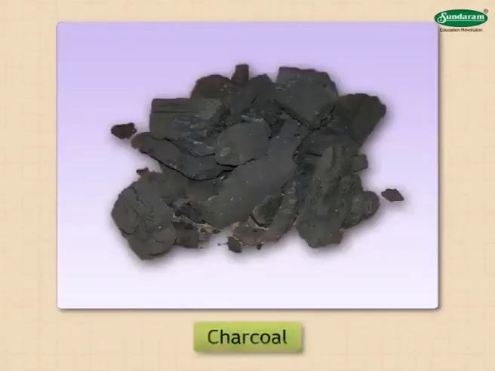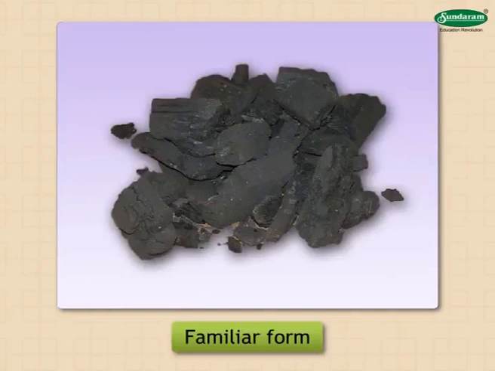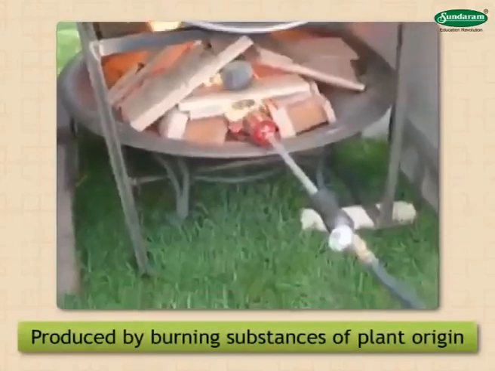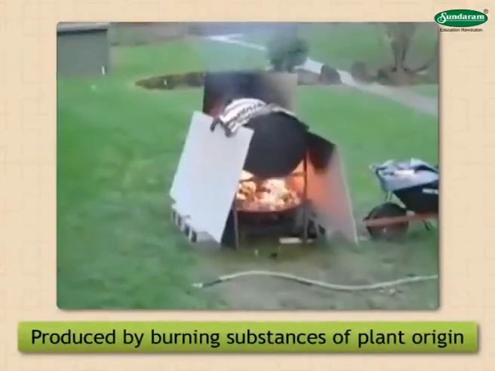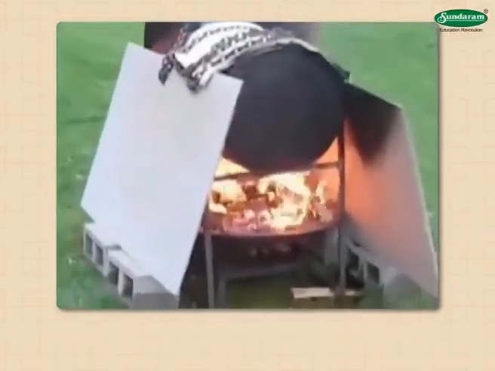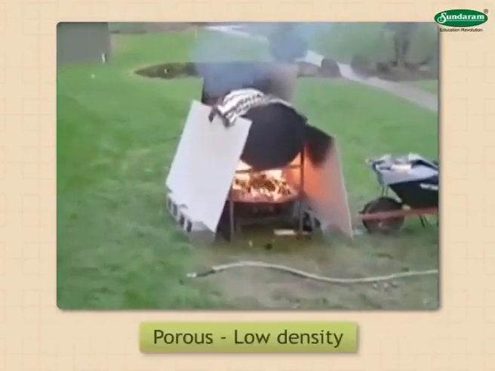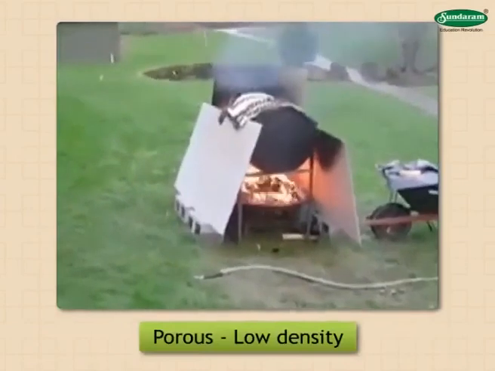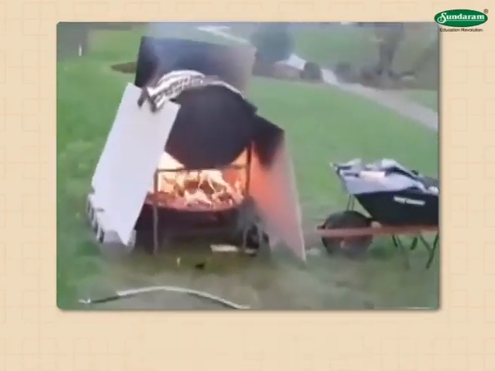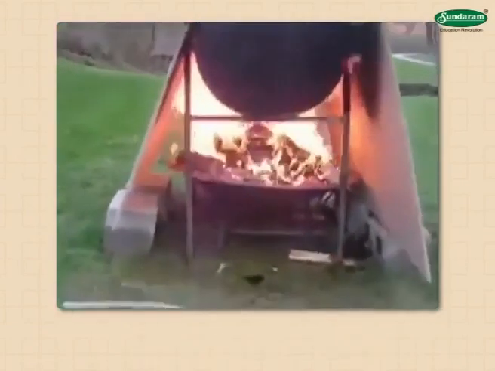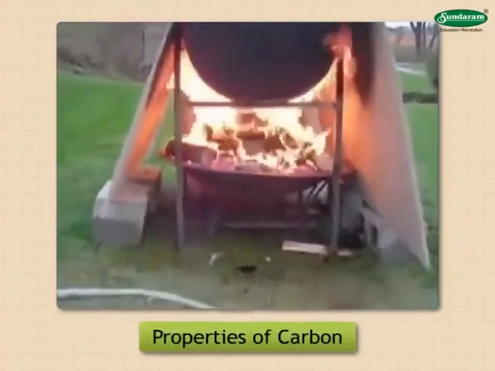4. Charcoal. The most familiar form of carbon is charcoal. It is an amorphous form of carbon. It is produced by burning substances of plant origin, such as wood, in an insufficient supply of oxygen. It is porous and therefore has a low density. Now, let us proceed and study the other properties of carbon.